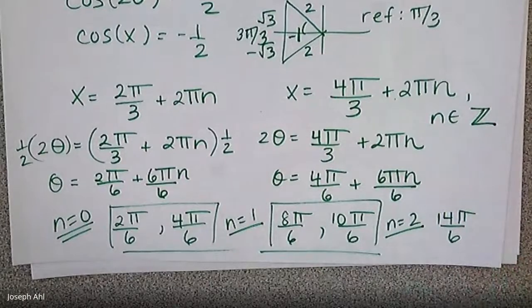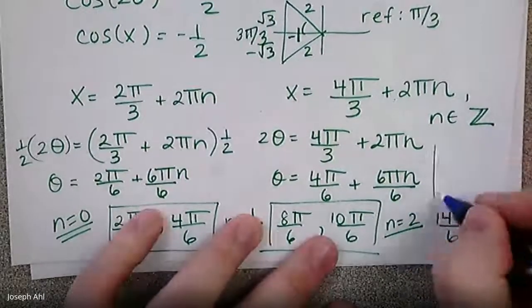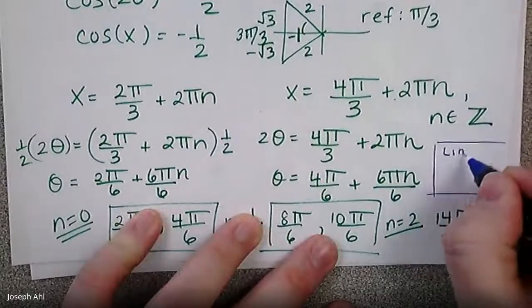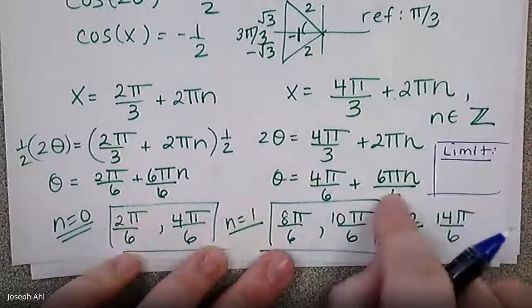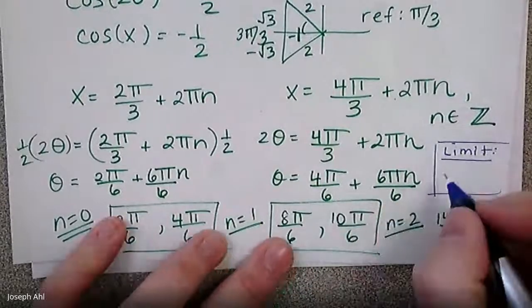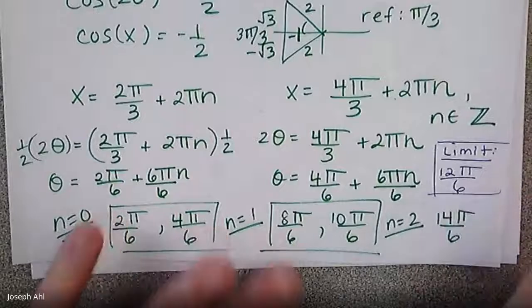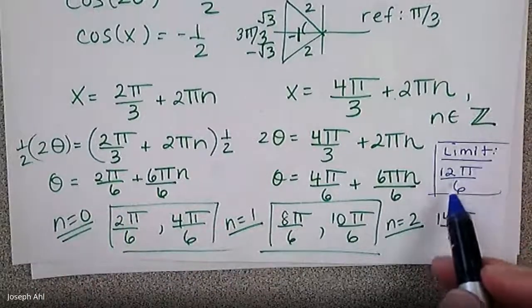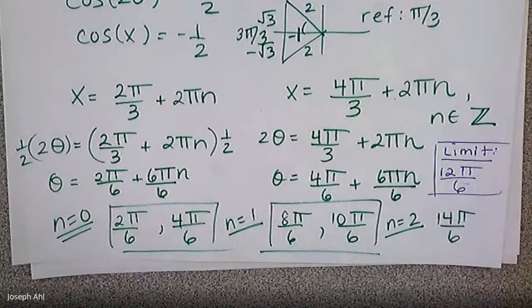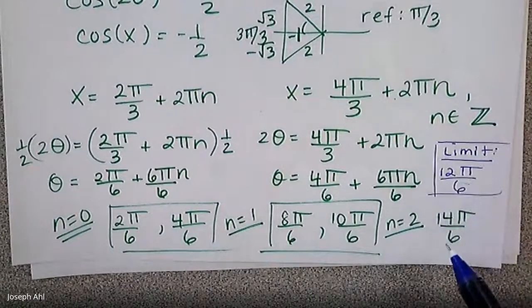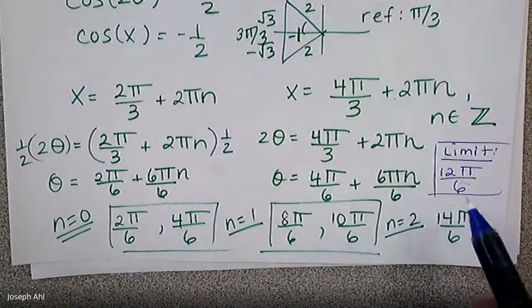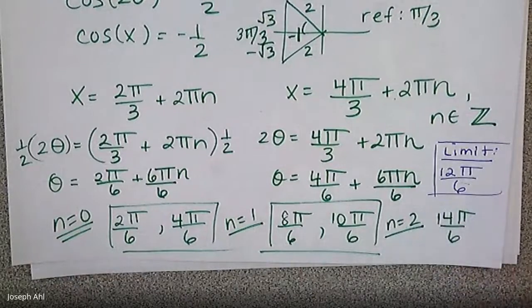So what you'll see me do in these questions is when I get to this stage, I usually write what's called a limit. And the limit is whatever 2 pi is with a denominator of 6 in this example. So the limit would have been 12 pi over 6. If I get 12 pi over 6, that's 2 pi, and that's too much as an answer. So if we set a limit for ourselves, we'll know when I plug in values of n, if we get an answer that's above the limit, that we should stop plugging in values of n.